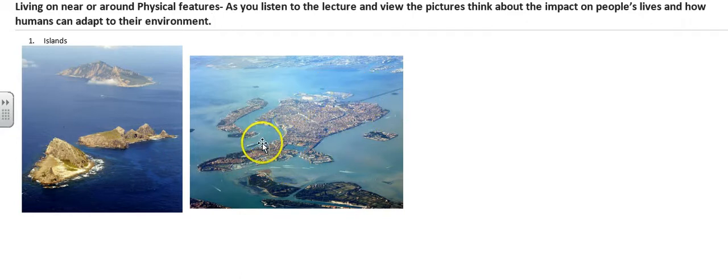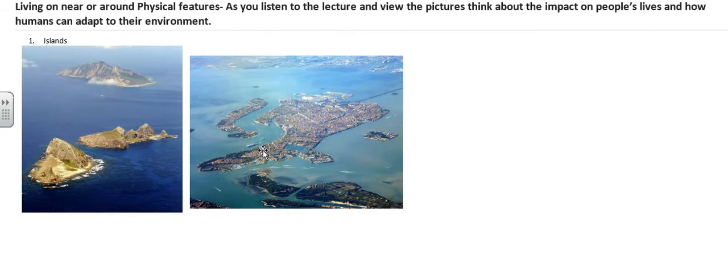These are islands in Venice. This is the island of Venice, and you can see how an island can be remote, but it can also be very populated, as you see here. So I want you to think about what are some of the impacts of living on, near, or around this and how people have adapted. And you can see some of those adaptations here.